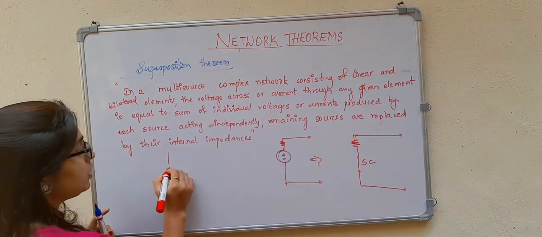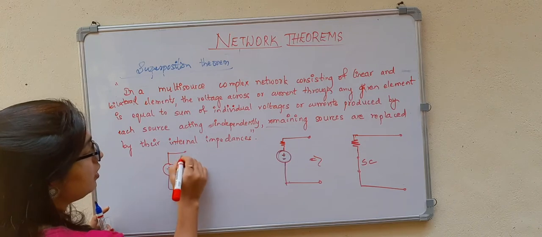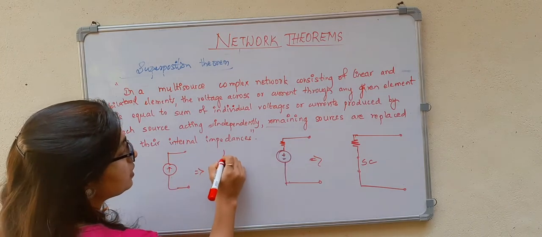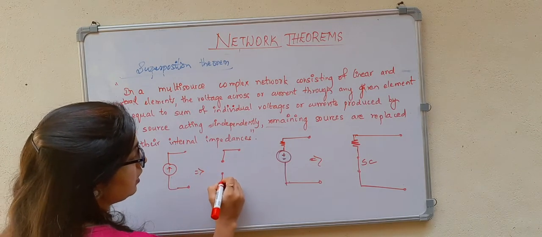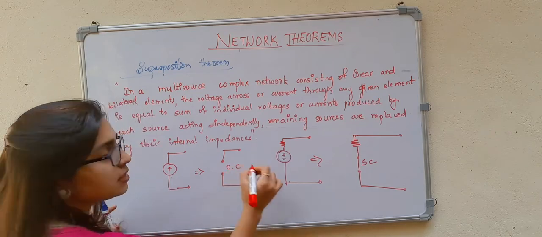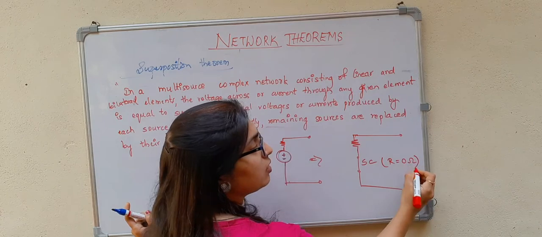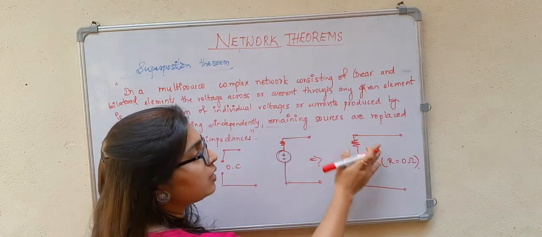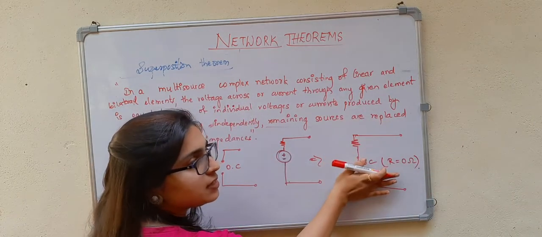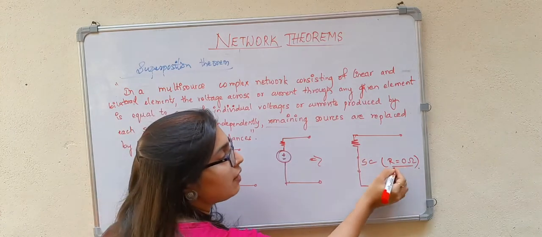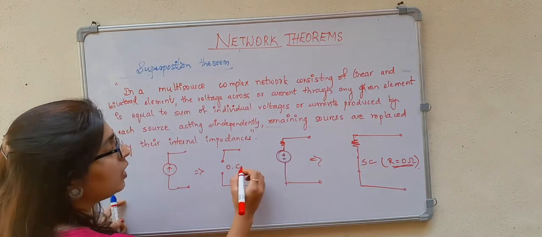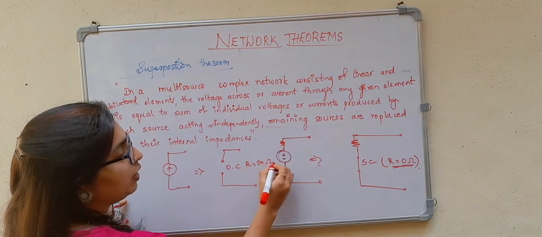Suppose you have a current source, then this will be replaced by the open circuit in the network. Open circuit. So short circuit means here the resistance is 0 ohm. Okay, so this is internal resistance, but if you consider the ideal voltage source, it will always have resistance that is equal to 0 ohm. Here resistance is equal to infinity.